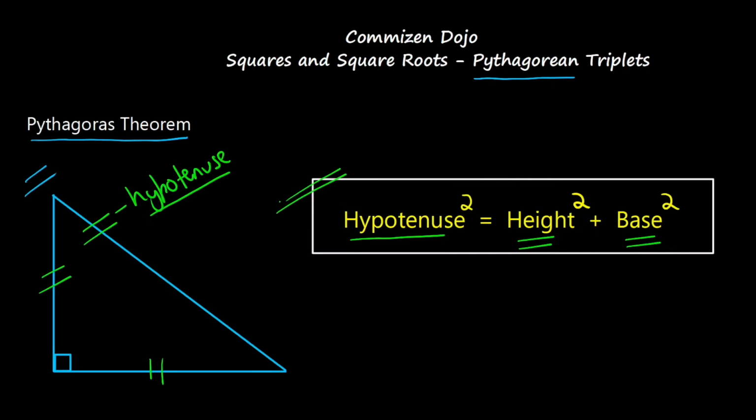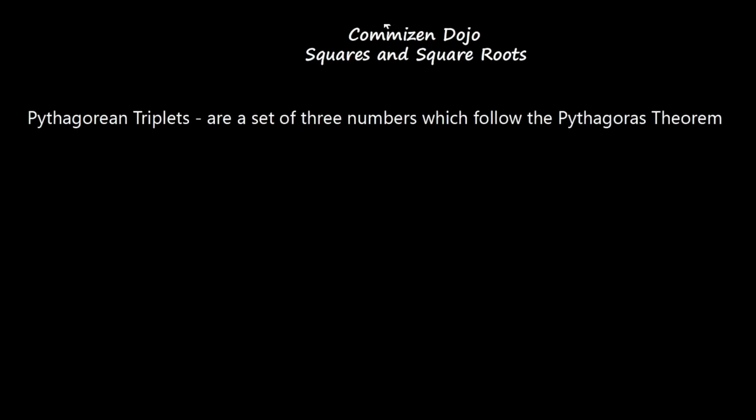So now that we have done a quick revision of Pythagoras theorem, let's move on to the Pythagorean triplets. So right here, Pythagorean triplets are a set of three numbers which follow the Pythagoras theorem. Let's try to understand this statement with the help of an example. Let's say I have three numbers with me, 3, 4 and 5.